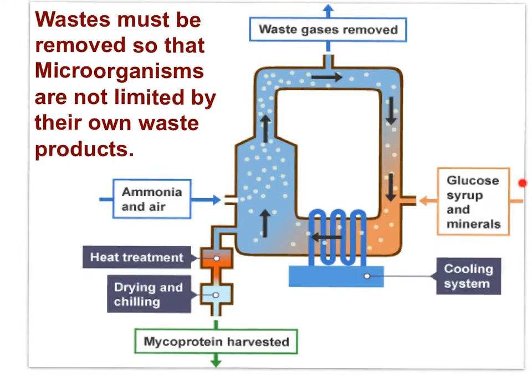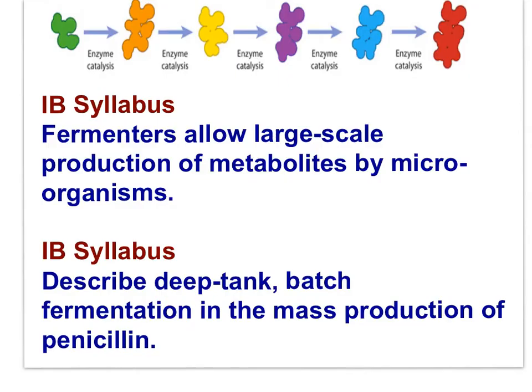Here is a fermenter showing the inputs of carbon, the inputs of nitrogen and oxygen, temperature control, and the harvest of a product of interest. Wastes are being removed so that microorganisms are not limited by their own waste products. Let's take a look at deep tank batch fermentation in the mass production of penicillin.